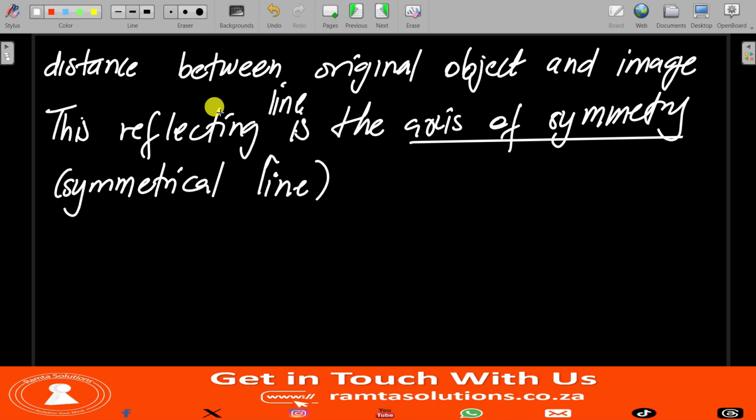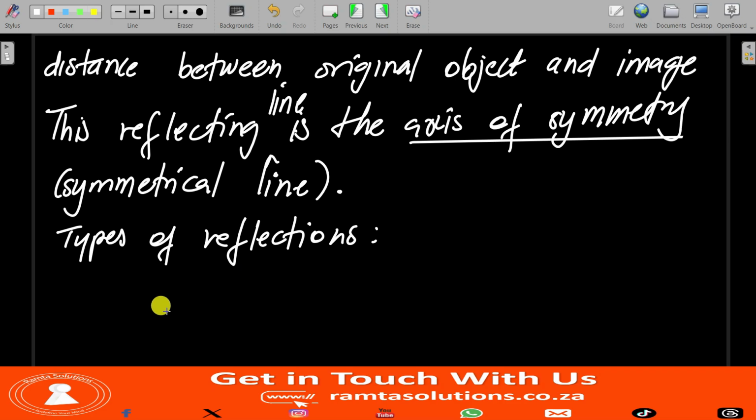Now, the types of reflections we are going to look at are about 8 reflections. Number one, we're going to look at the reflection on the x-axis. Then we're going to look at a reflection on the y-axis.